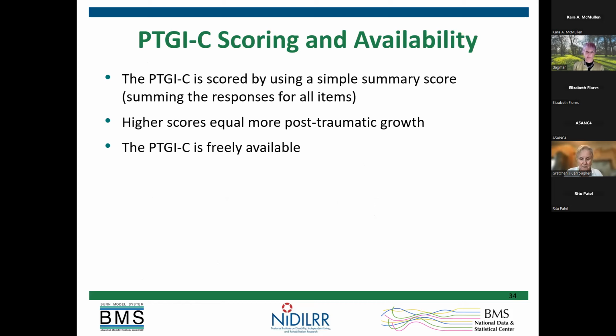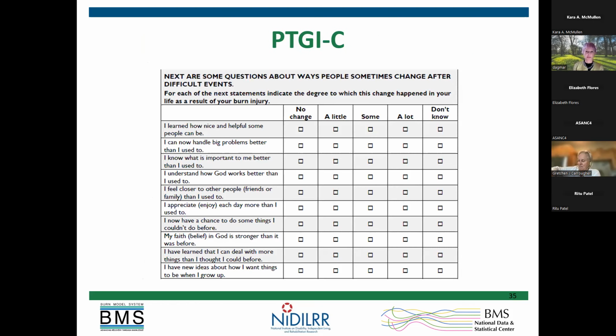Scoring is using a simple summary score. This is a classical test theory developed scale. A higher score equals more post-traumatic growth, so more positive change after the traumatic event. And again, it is free to use. So it looks like this.